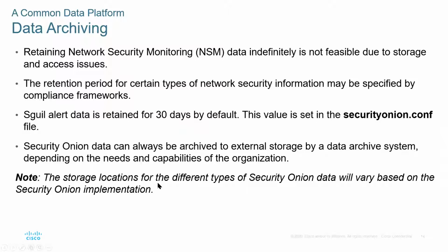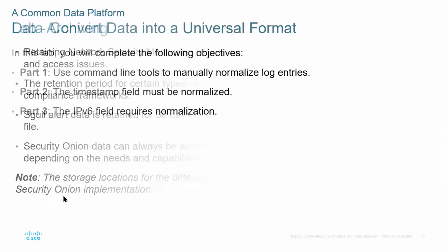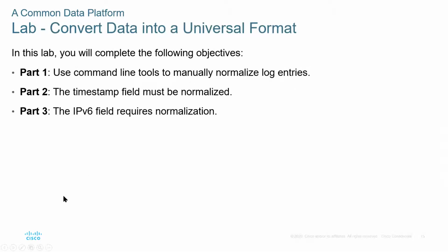The storage locations for the different types of Security Onion data will vary based on the implementation that you have deployed. Because the Security Onion implementation that we have deployed is all on one system, everything's being stored on this single drive. One lab that you'll have here is converting data into a universal format. You'll go through those log entries, learn how to do that, and get the data normalized.